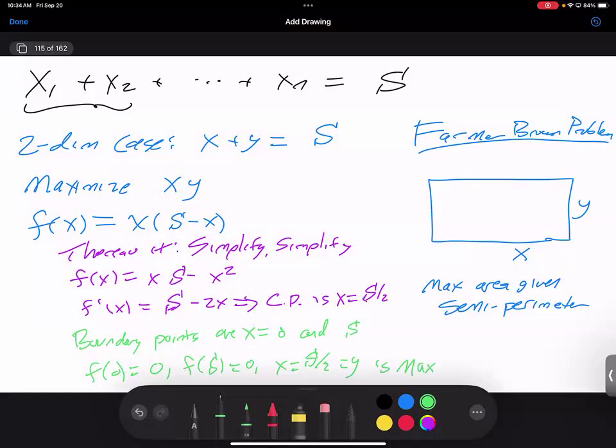Second derivative test. Or what else could you use? Instead of the second derivative test, you could use the first derivative test. And you would see if you did the first derivative test that the derivative is positive coming up to s halves and then negative beyond, so it has to be a maximum.